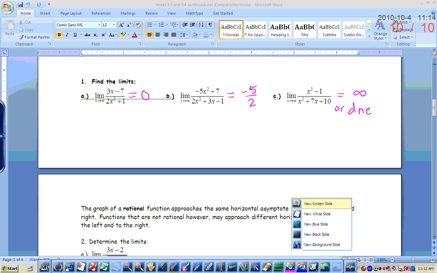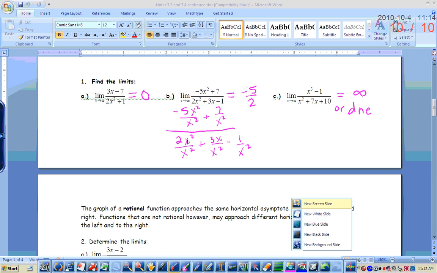Okay, someone said, will you explain to me why b is negative 5 halves? No, I know. I understand. What I want you to do is divide every single term by the highest exponent, which would be x squared. So we would have negative 5x squared over x squared plus 7 over x squared, and then 2x squared over x squared plus 3x over x squared minus 1 over x squared. And it's okay to do that because I've done the exact same thing to every single term in that equation.